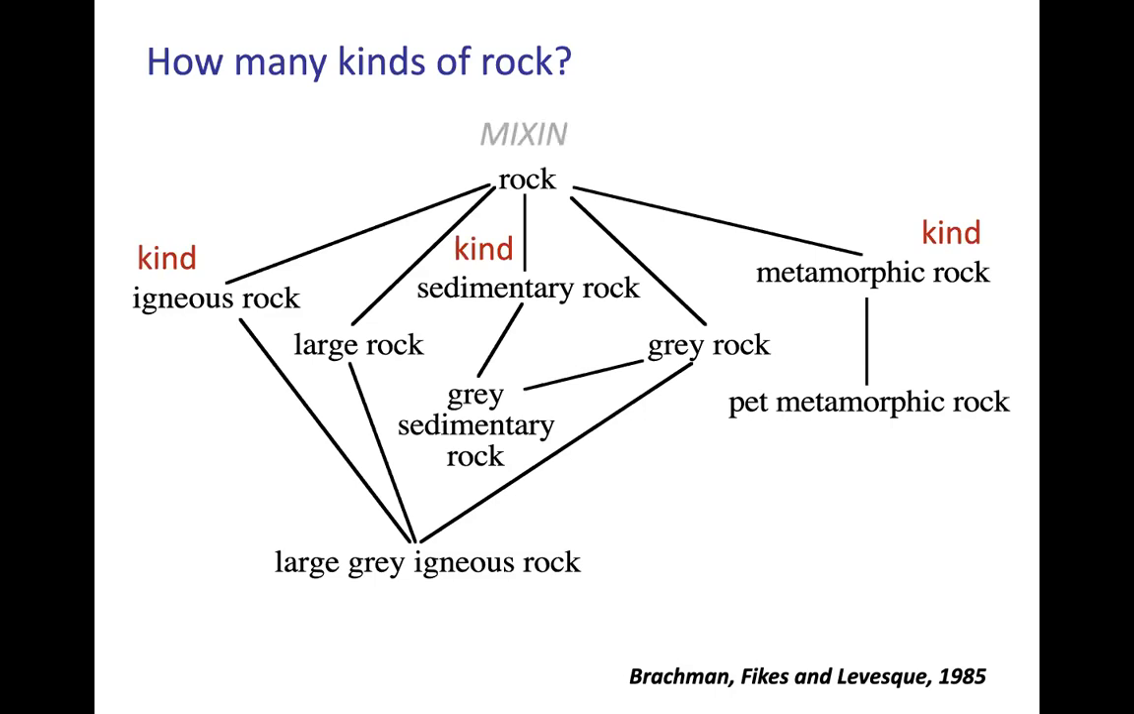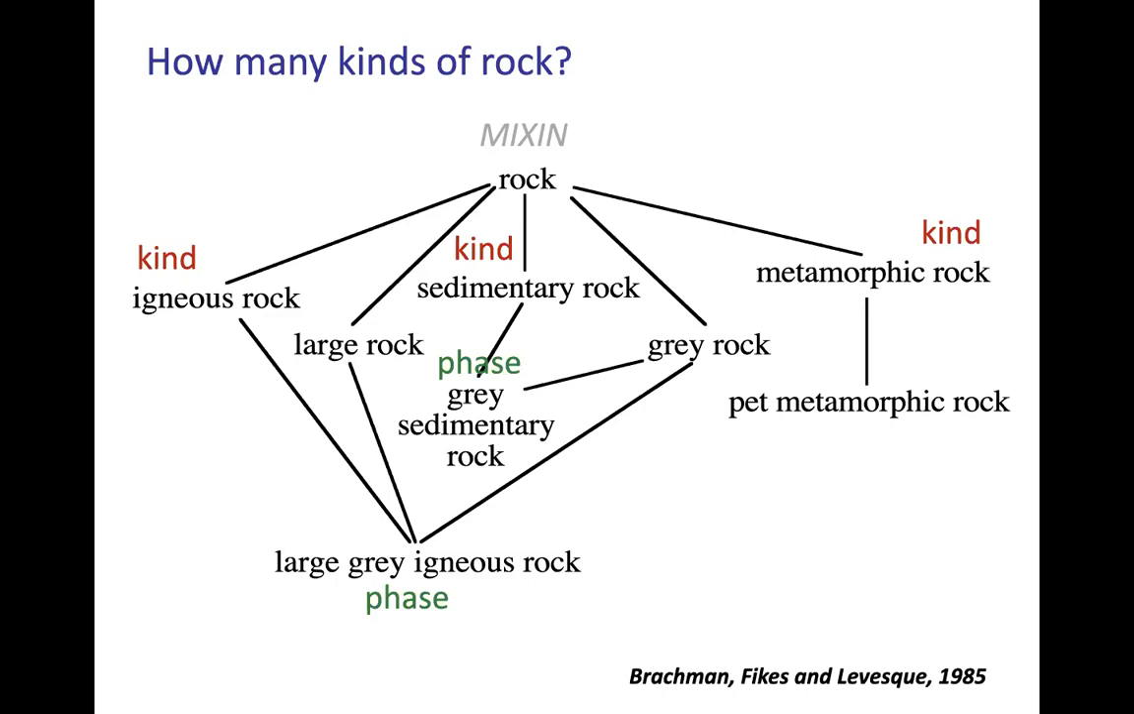Therefore, the notion of rock is a mixing that classifies things of multiple kinds. Being a gray sedimentary rock, I will take here to be a phase, supposing that rocks can change their color, that being gray is just accidental for sedimentary rocks, and also for igneous rocks. So being large and being gray, I'm taking to be accidental for igneous rocks, because they can change size, right?